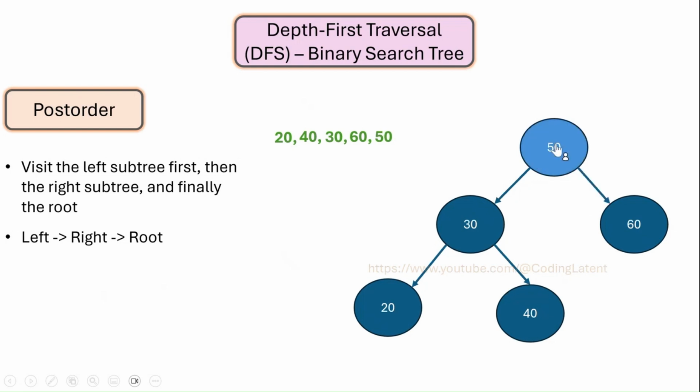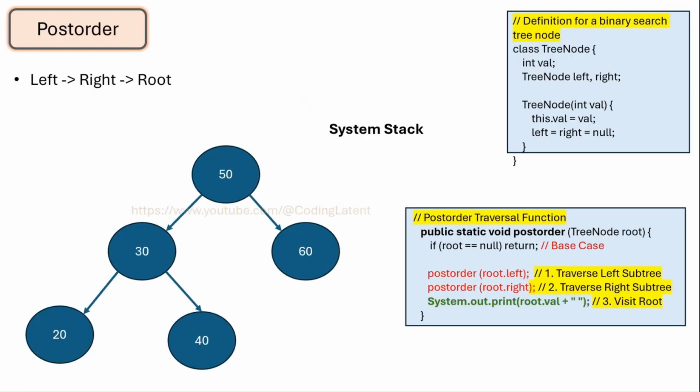So this is how the post-order traversal works. Basically, we'll start from the root, then go to the left subtree, and for each left subtree we'll follow the same thing. Go to the left and then go to the right and then visit the root of that tree, or basically the subtree. Let's understand the implementation for post-order traversal.